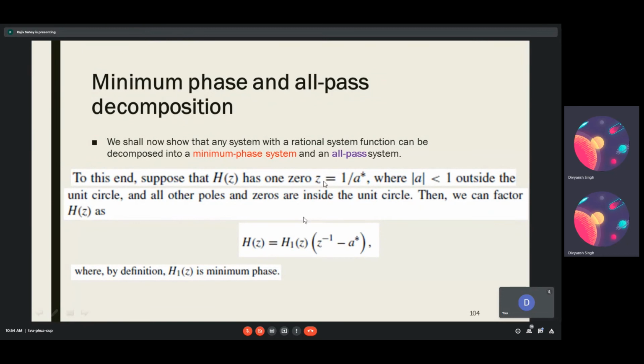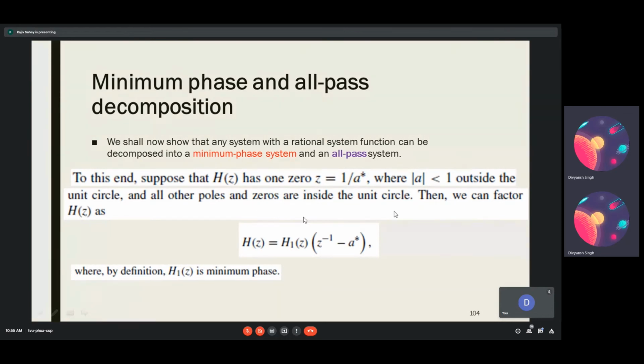Suppose H of z has a zero at z equal to 1 by a star, where mod of a is less than 1. So if mod of a is less than 1, then 1 by a star will lie outside the unit circle. And all other poles and zeros are inside the unit circle. Suppose this is the situation. So this is not a minimum phase system because one of its zeros is lying outside the unit circle.